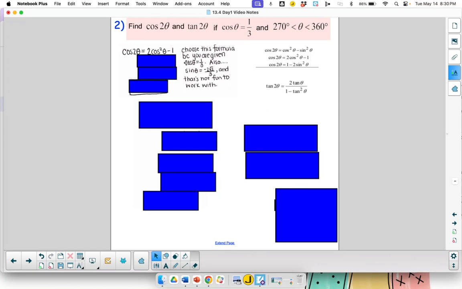So now I'm going to substitute in that given information, the 1/3.